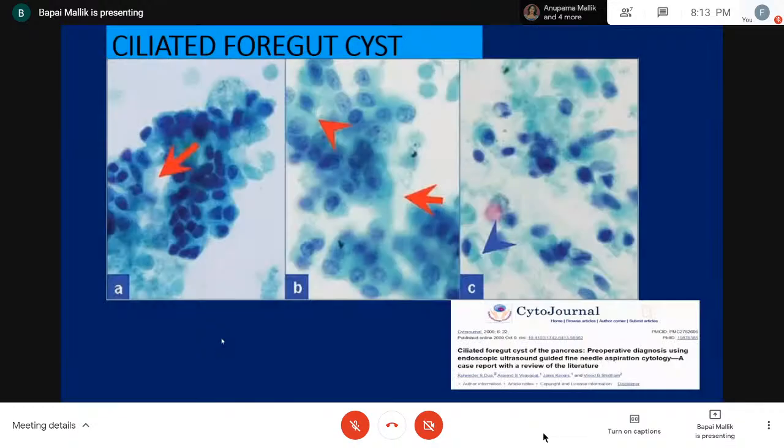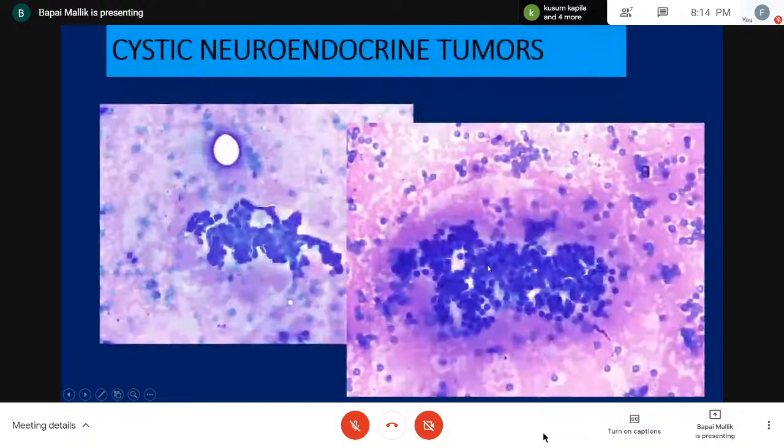This is from an article by Kulwinder Das and Dr. Vinod Sidam. And this is a cyst which is actually a ciliated foregut cyst, which was published in Cyto journals. So here the diagnostic clue is looking at the cilia, if you can pick them up on the smears.